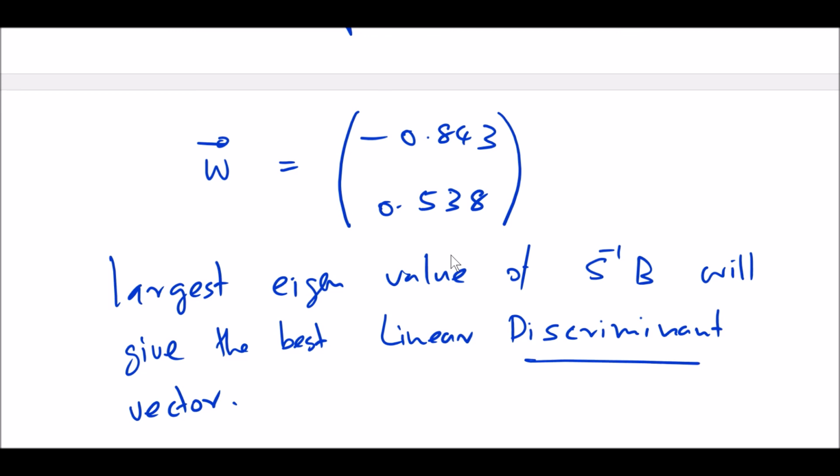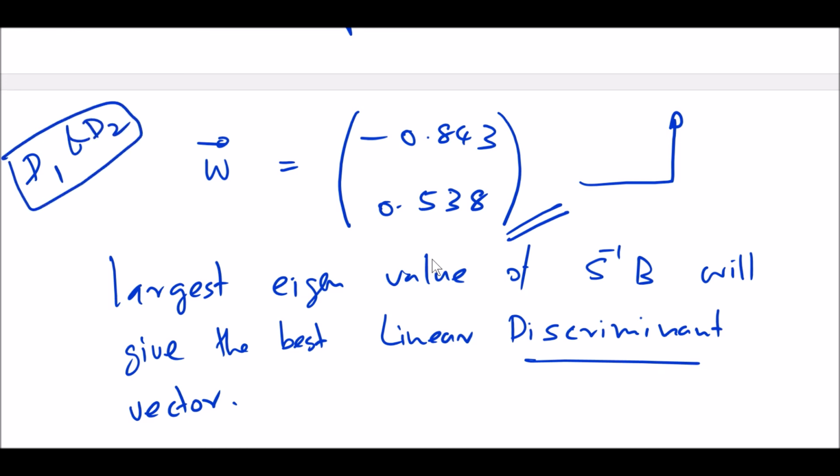So if you want to go back and plot this one in our graph that we got, let's see what's going to happen. So this is our answer. So this is the linear discriminant direction. That is, if you have two data sets, we had data d1 and d2, we had some numerical values, we calculated S minus 1b, the inverse scatter matrix times the between class scatter matrix, and then we found the eigenvalue of that matrix, that simply gives the direction of the linear discriminant.